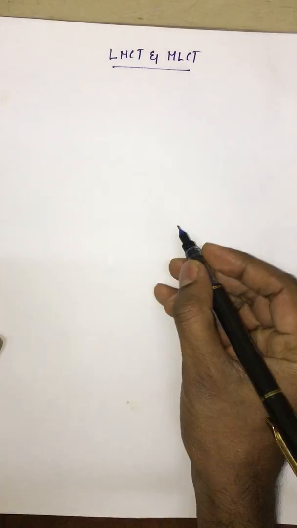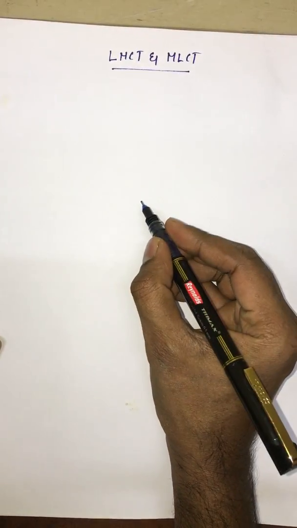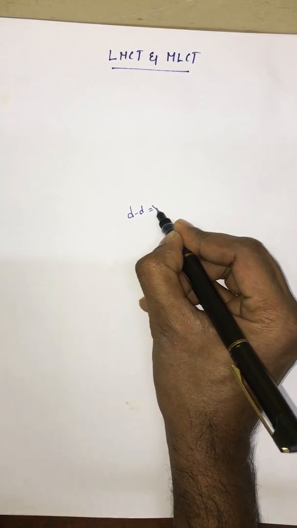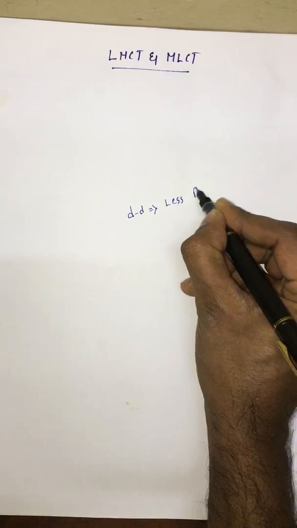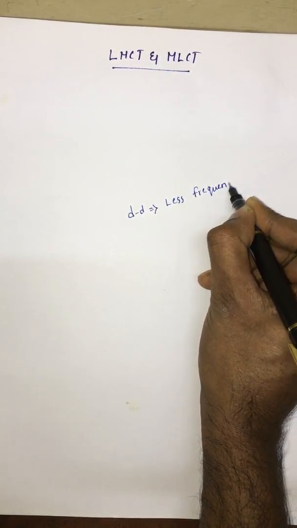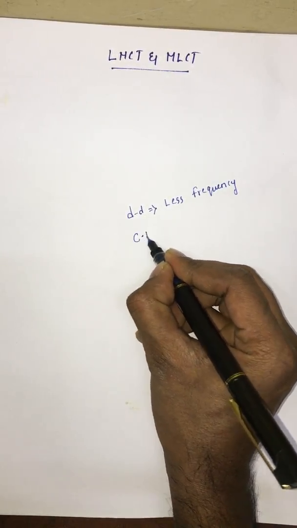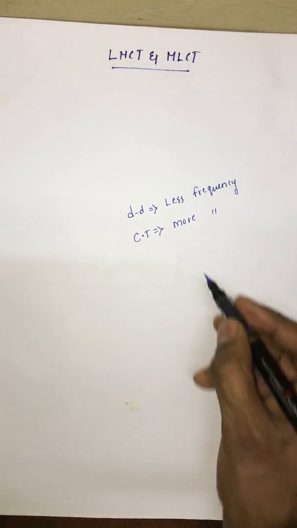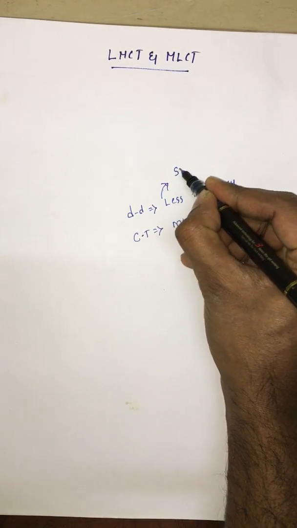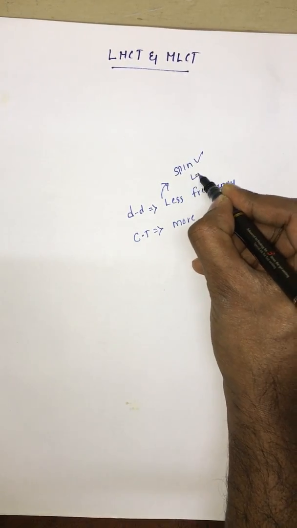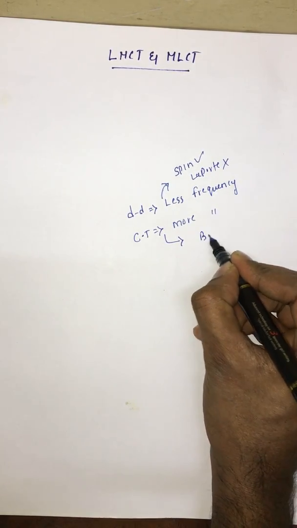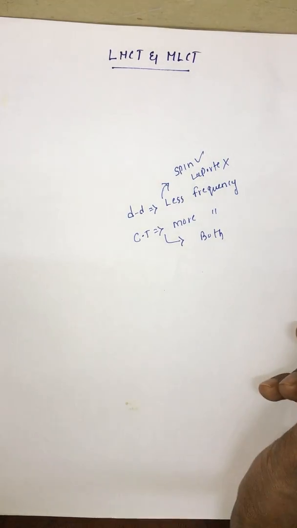So before going into the MLCT and LMCT, first I want to tell a few points about charge transfer spectra and d-d transitions. d-d transitions appear at a less frequency region, whereas charge transfer bands appear at a higher frequency region. This is because d-d transitions are spin allowed but Laporte forbidden, whereas CT bands are allowed in both ways, spin allowed as well as Laporte allowed.